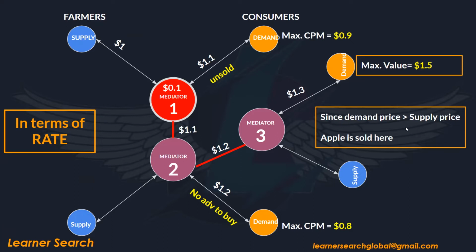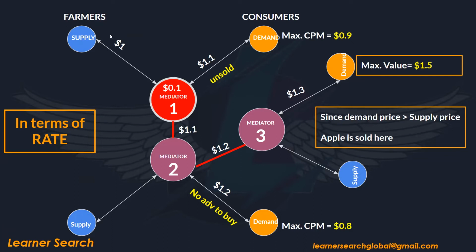So since the demand price is high and the supply price is less, the apple is sold here. What's your observation here? All the apples are sold, right? The main thing you should observe here is that more commissions are added in the chain. So when there is a multiple chain process, definitely the rate goes high.